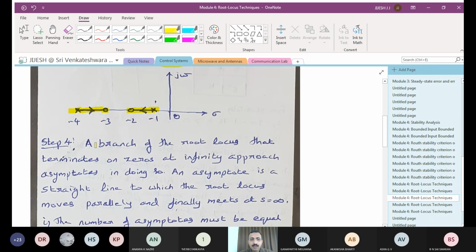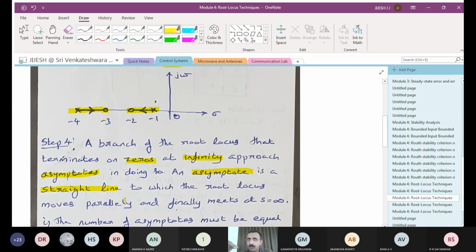We will see that a branch of a root locus that terminates on zeros at infinity approaches asymptotes in doing so. So we are going to find out the asymptotes. An asymptote is a straight line. What you are going to do is plot the asymptotes. I will show you with an example.